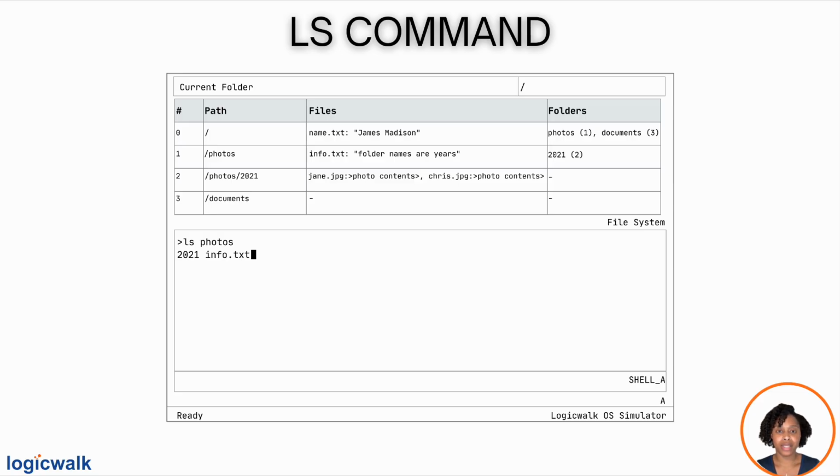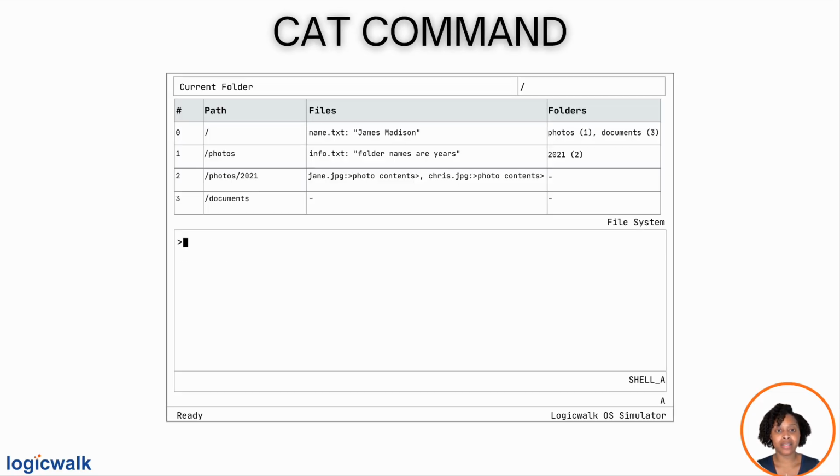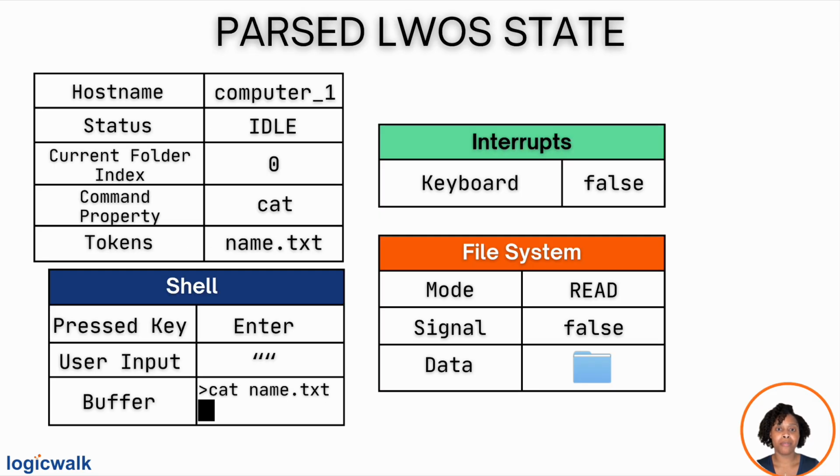Now let's look at the cat command. The cat command prints the contents of a file. Suppose the user types cat name.txt into the shell. This command tells the OS to print the contents of the name text file. For this example, the current folder index is set to 0. Here is the updated OS state after the command has been parsed.